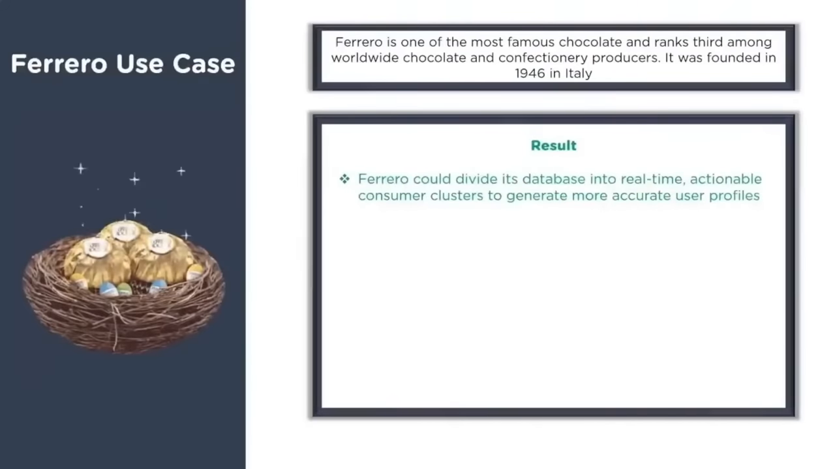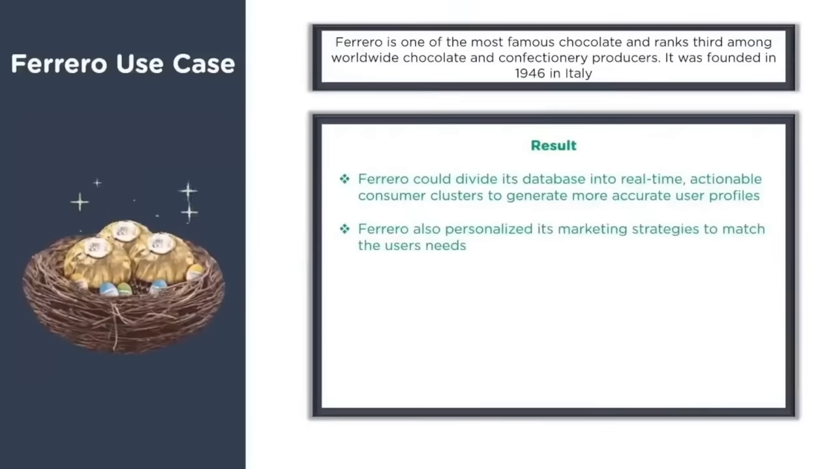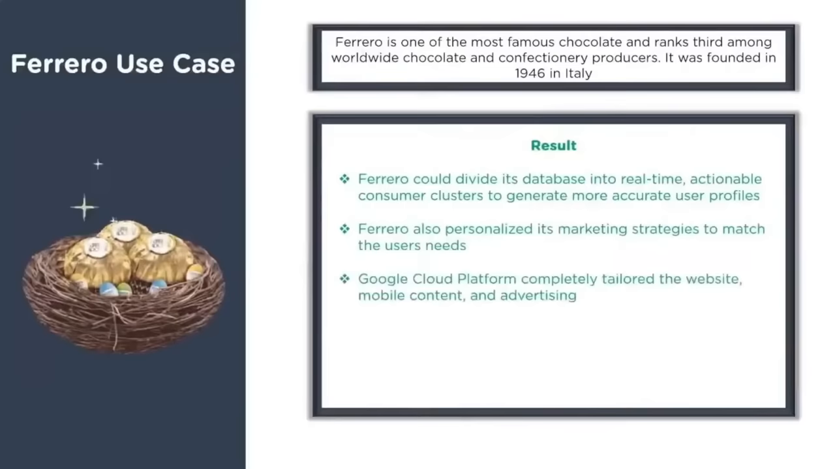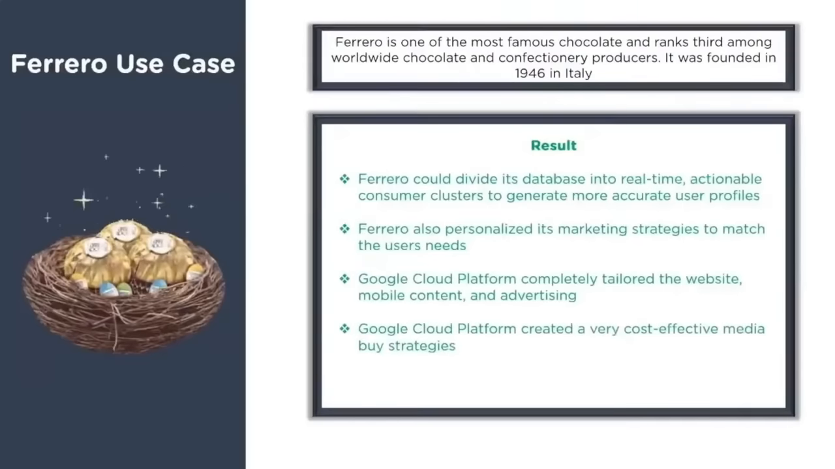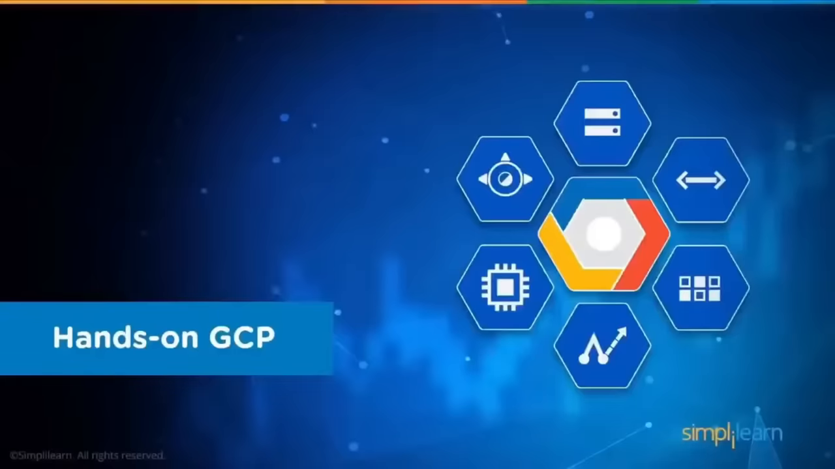They could divide their database into real-time, actionable consumer clusters to generate more accurate user profiles. Ferrero was also able to personalize its marketing strategies to match the user needs. Now, Google Cloud Platform completely tailored the website, mobile content, and advertising, and created a very cost-effective media buy strategy. Now, these were some basics on Google Cloud.